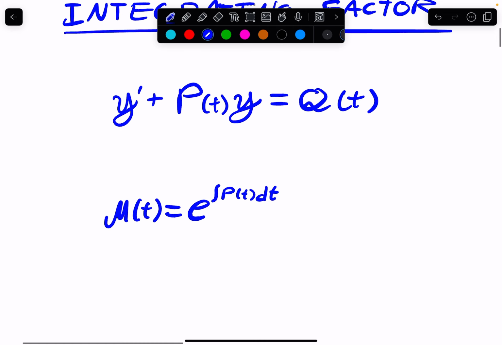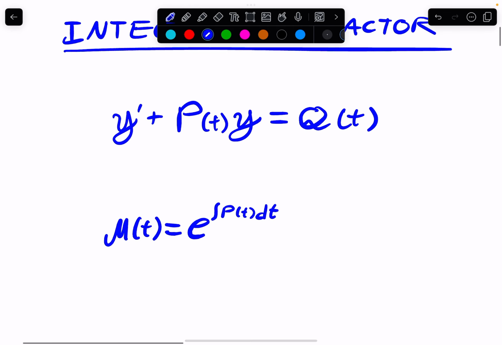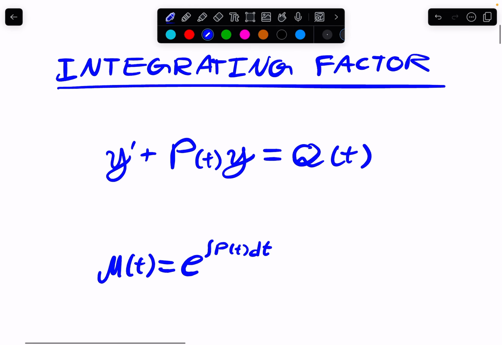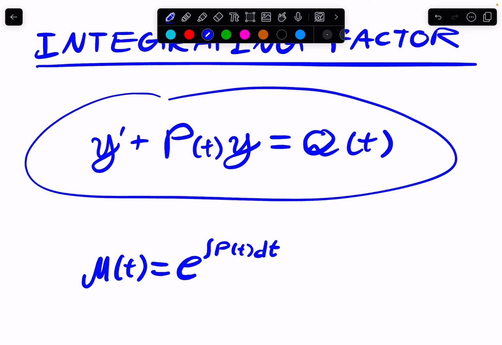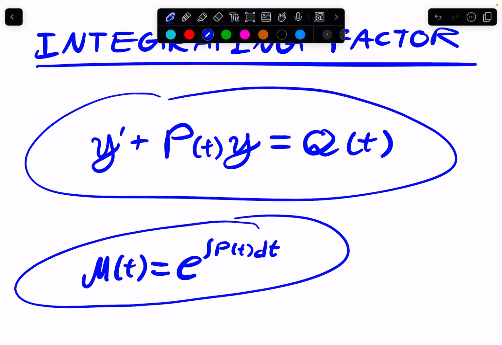I'm going to go through a little example problem and show you exactly how this is done. Here's a game plan: we're going to get the equation into this form, find the integrating factor, and multiply both sides by it. I'll go through exactly why we do that and why it allows us to simplify it.